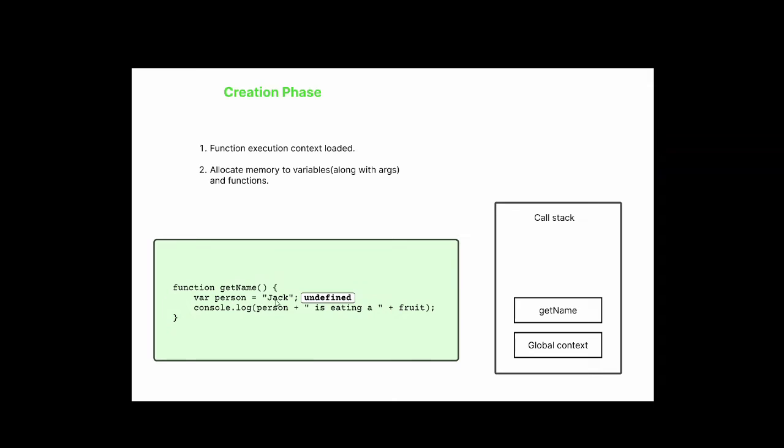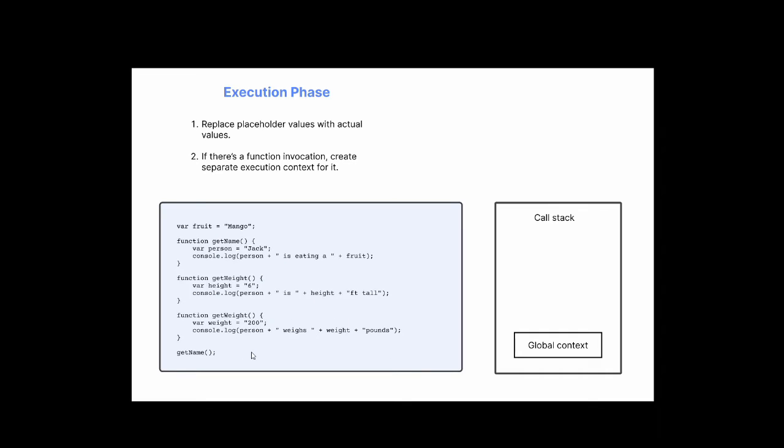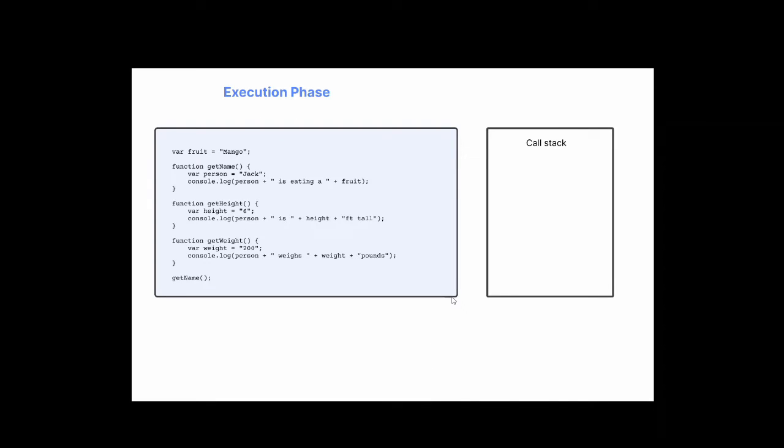It will again go through the same thing: allocate memory for the members of the function, assign the placeholder undefined value for variables, and store the function declarations in memory. After that, it will move on to the execution phase. It will reassign the original value to the variables and run anything that's left in the function. Once it's done, it will get rid of it from the call stack. And after that, if there's anything else left in the global execution context, it will get done with that and also remove it from the call stack.